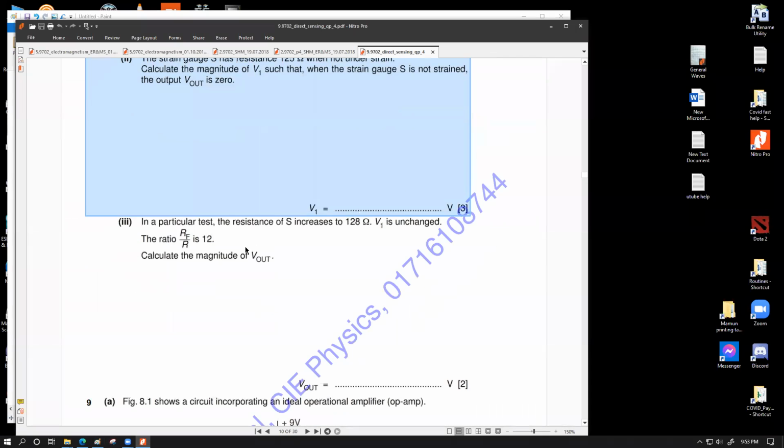The third says in a particular test the resistance S increases to 128. V1 is unchanged. The ratio of RF to R2 is 12. Calculate the magnitude of Vout. This is possible, simple.